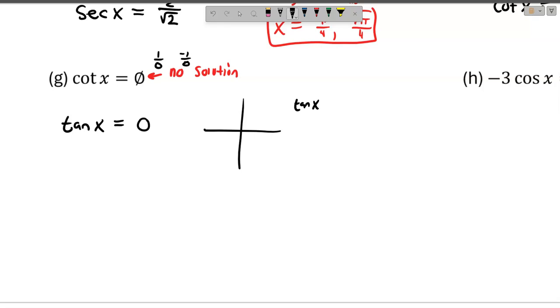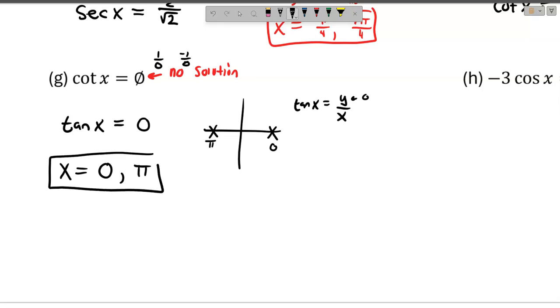Now, just to recall, tangent is equal to y over x. So we basically need the y value to be 0, x to be not 0. The only two places where y is going to be equal to 0 is right here and right here. So that's going to be 0 and that's going to be pi. So the y value is 0 at 0 and pi. The x value is going to be equal to 1 or -1. So in this case, the two angles that are going to work for this are 0 and pi for my final answer.